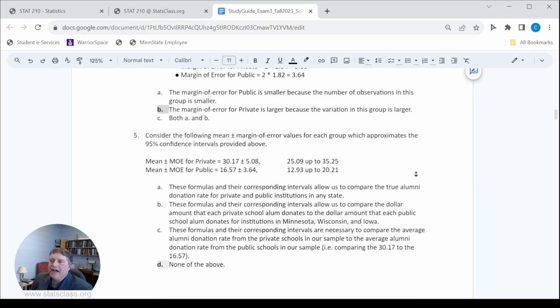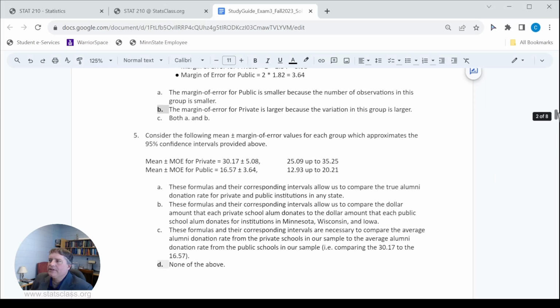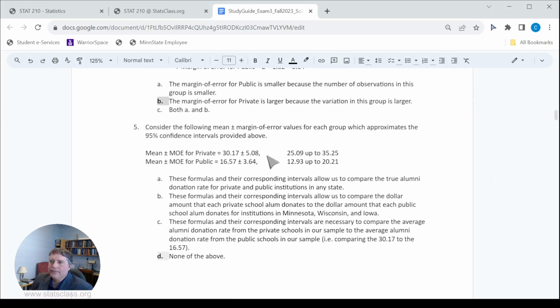Now let's talk a little bit about 5. These are 95% confidence intervals. For the private institutions, it's basically between 25 and 35. This is the average percentage. This is a percent that donate, but then I'm averaging it across the 29 or 21 different schools. So this is like an average percent who donate. For private, it's going to be anywhere between 25 and 35. And for public, I would expect the average to be between about 13 and 20. So definitely fewer people are donating back to public institutions than private. These again are the 95% confidence intervals.